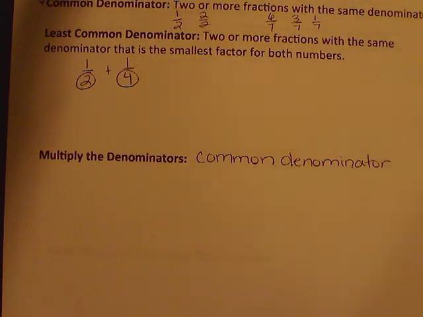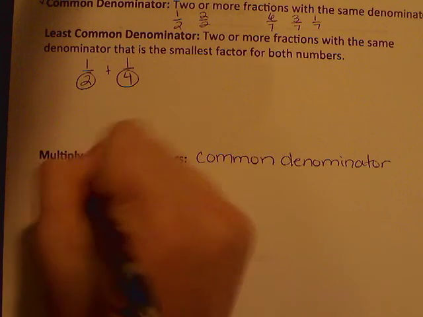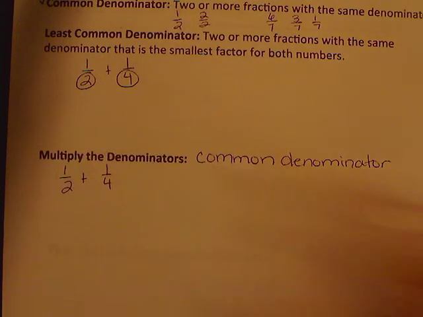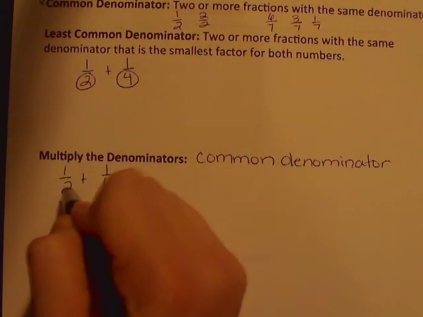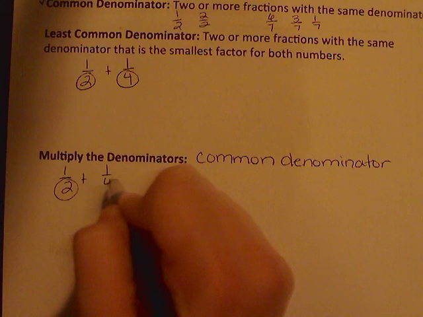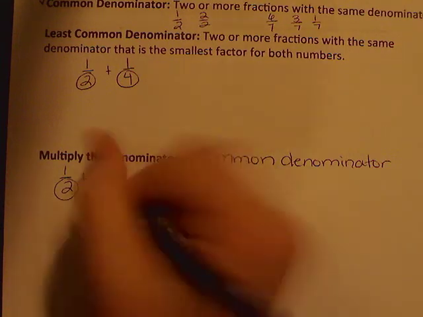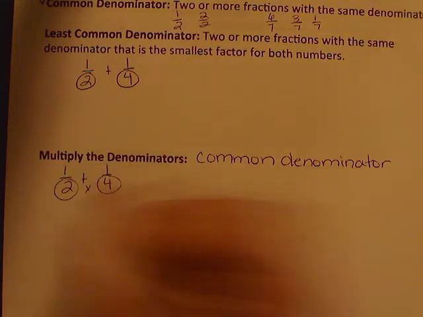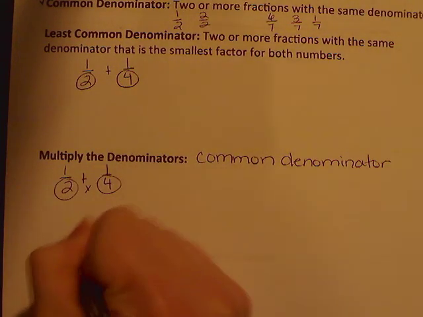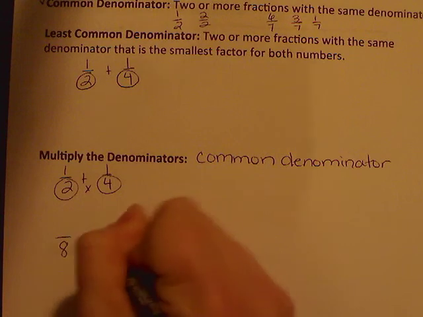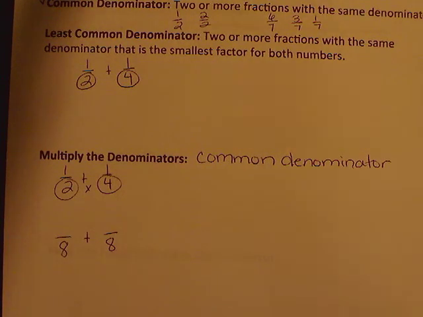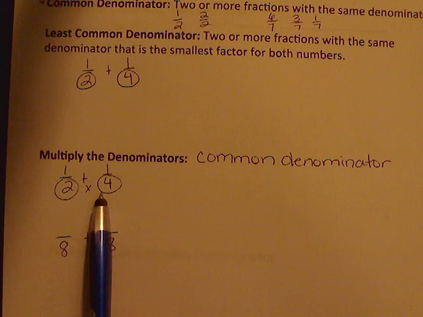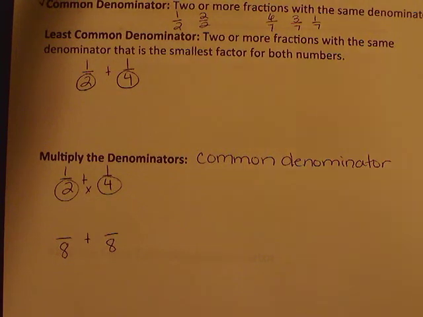So if I'm doing 1/2 plus 1/4, all that means is that I take my 2 and my 4, my denominators, and I multiply them. So that is going to give me 8. That means the denominator on the bottom, the common denominator between these two fractions, is 8. All I did was multiply my denominators together to get the new denominator.